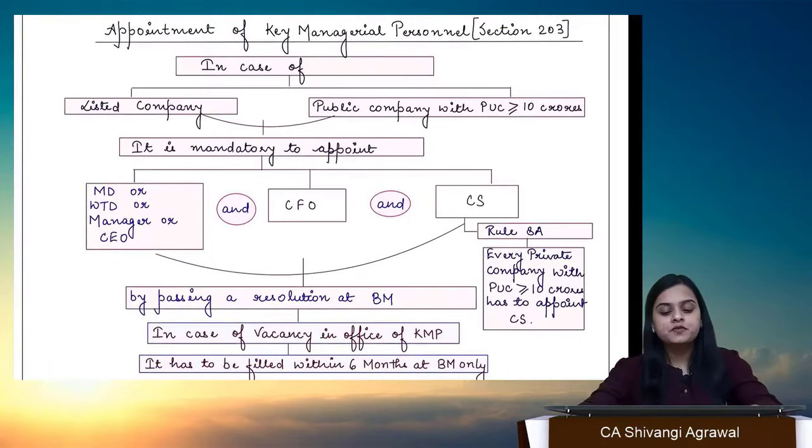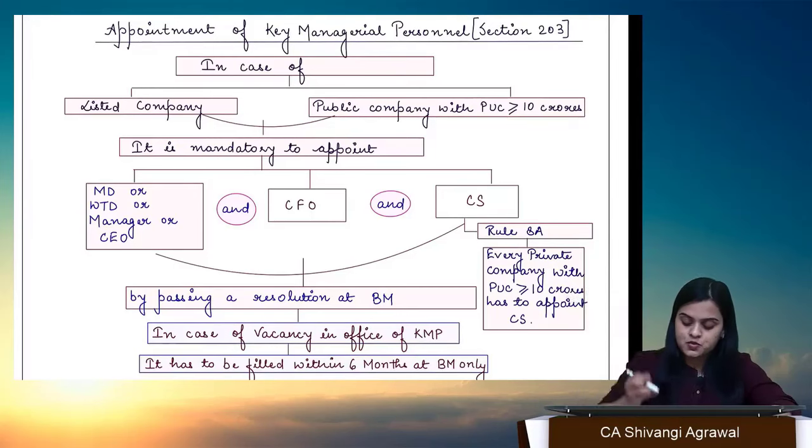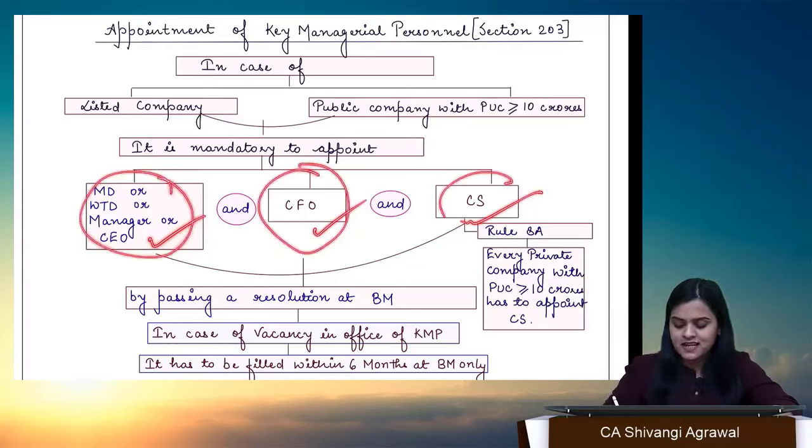Again, an important section from the examination point of view, appointment of KMP. This actually does not prescribe the whole process of appointment, rather it tells us the requirement of appointment. For a listed company and public companies with paid up capital of more than or equal to 10 crores, it is mandatory to have 3 people, for different sets of things: to manage the business, to manage the finance, and to manage the compliances. MD, WTD, manager or CEO, any one of them, and CFO and CS.